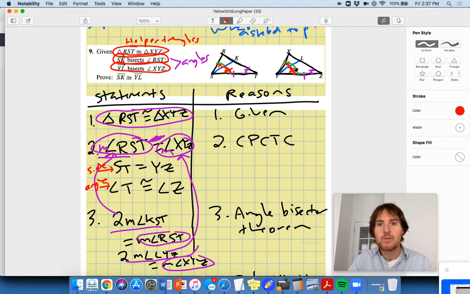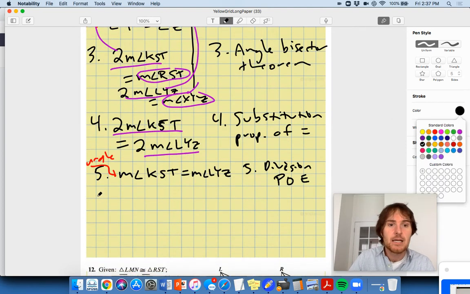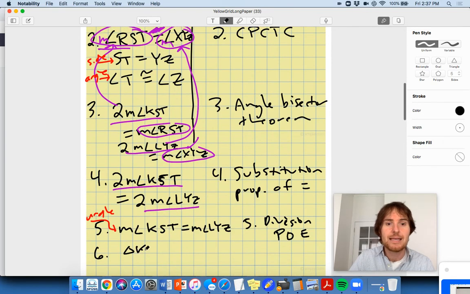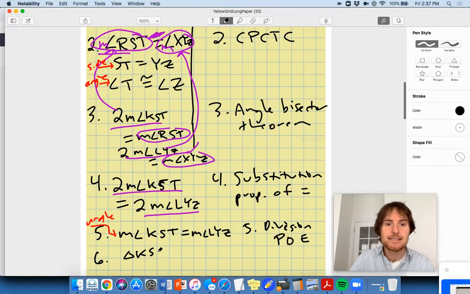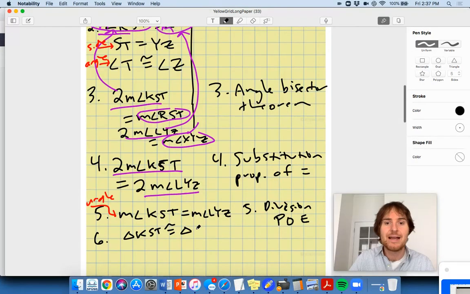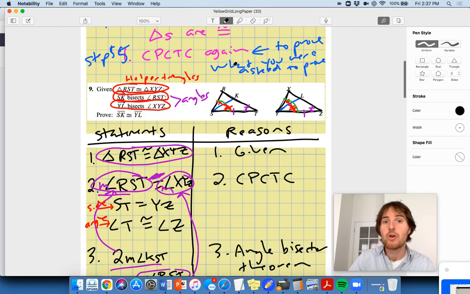Okay, so this is ASA. Look, the side is included between those 2 angles that we know are congruent to the angles right there. The side's in between, right? Included by those angles. Okay, so this is going to be enough to prove that those 2 bottom triangles, triangle KST congruent to triangle LYZ by ASA. Okay, and then, right, so those are our prover triangles here.